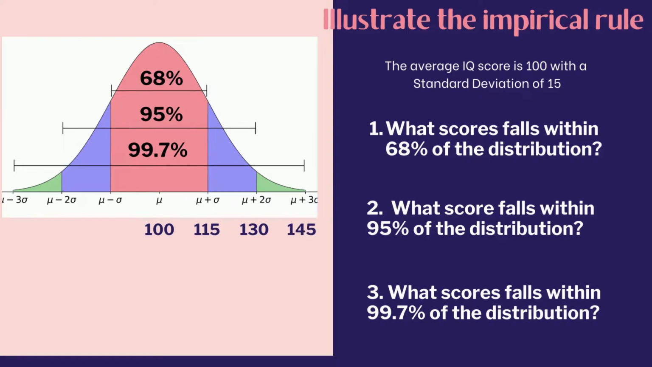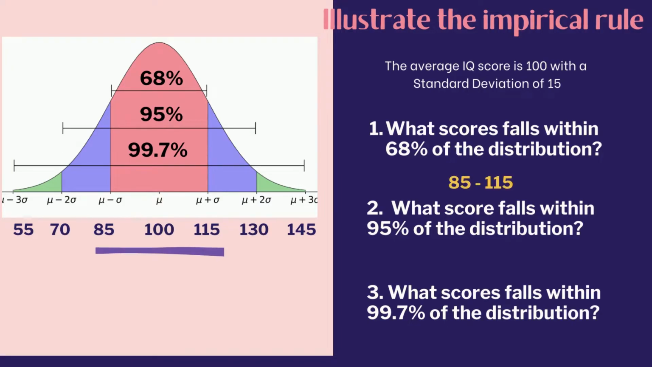And on the left, we subtract. So 100 minus 15 is equal to 85. Minus 15, 70. Minus 15, 55. So the question is, what scores fall within 68% of the distribution? So, this is the 68%, and the scores are from 85 to 115.